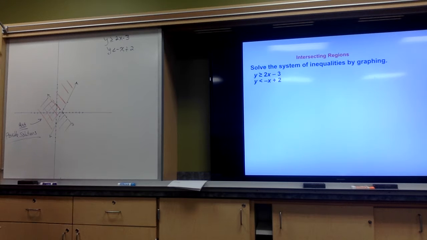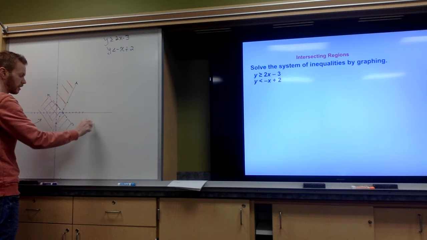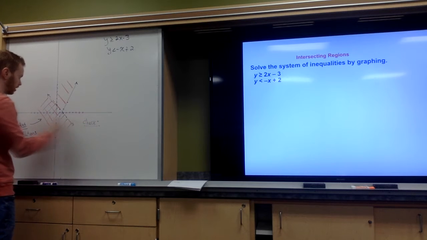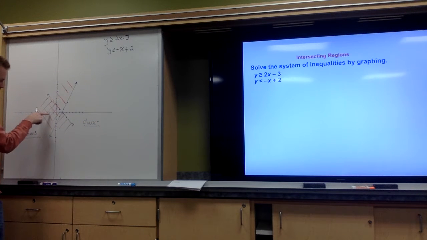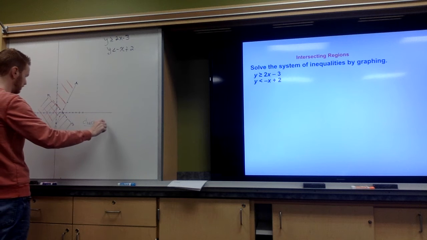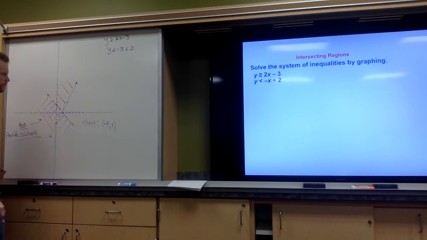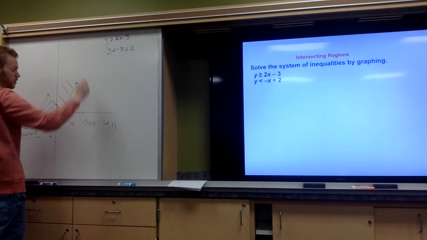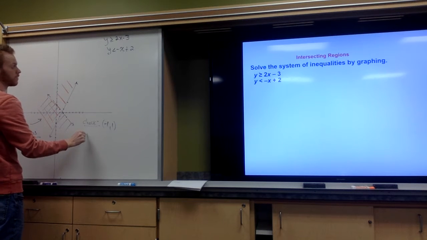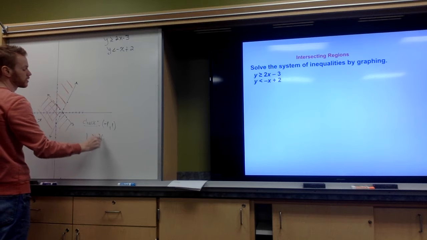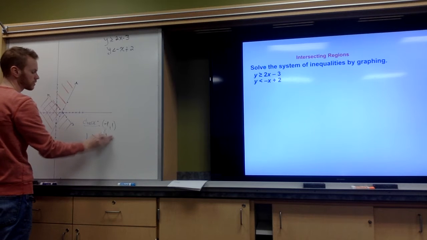Well, check your answers. So let's check. I'm going to plug in, what the heck, negative 1, 1. We'll make it easy. For the first equation, I'm going to have 1 is greater than or equal to 2 times negative 1 minus 3.